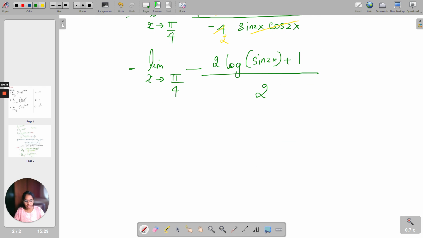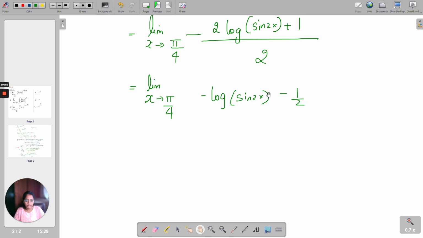So now divide, okay, divide 2 for both the terms, right? So I would get minus log sine 2x minus half. Yes. Now, what is sine 90? 1, right? If you apply the limits, sine 90 is 1. Agree? So, what is log 1? 0. And we don't have any x term here, so we can write minus half.